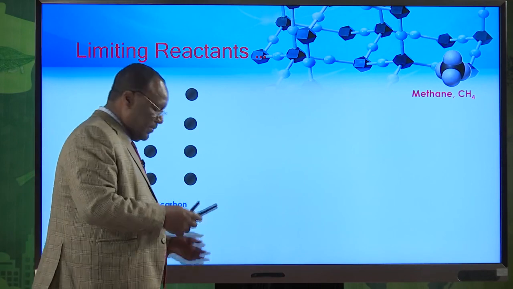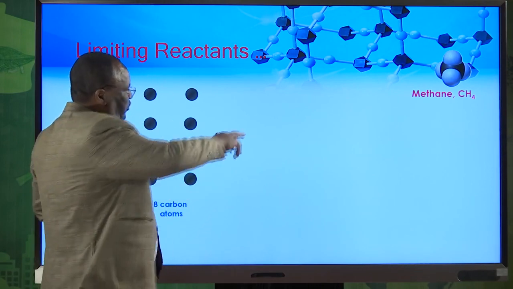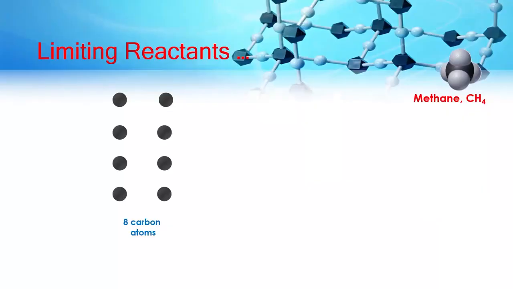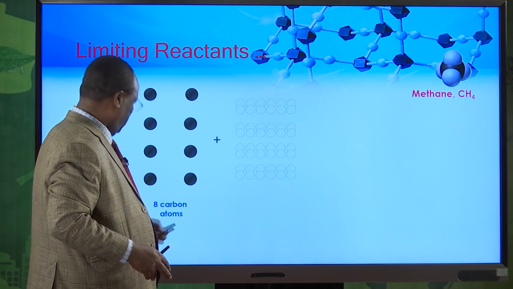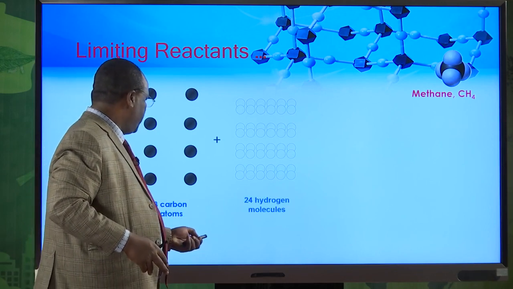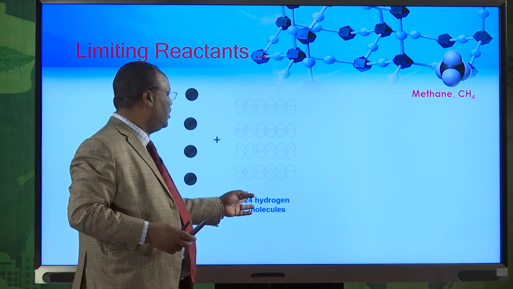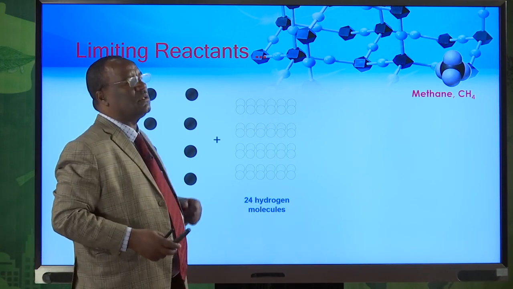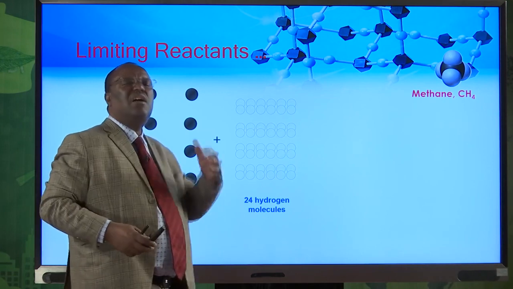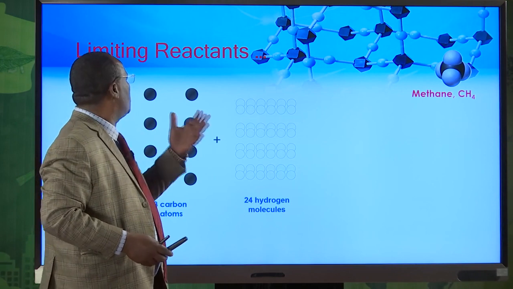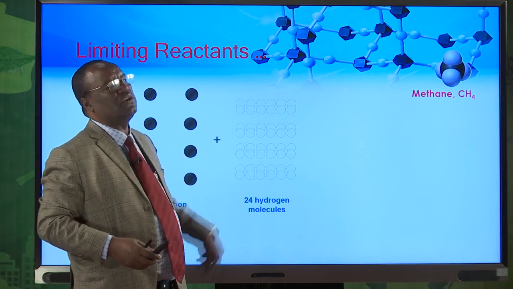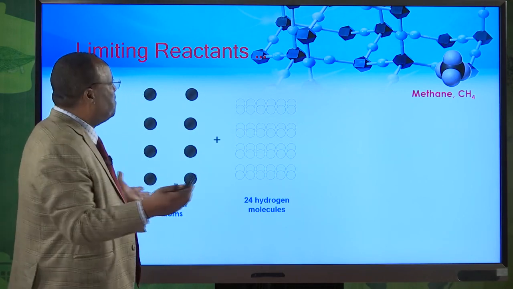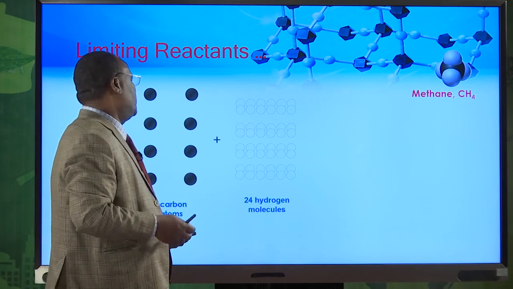Here you have 8 carbon atoms, see. To produce methane, there must be hydrogen molecules. These are the hydrogen molecules, the total representation of hydrogen molecules. Here you have 24 hydrogen molecules and 8 carbon atoms. How many molecules of methane can be produced from these two? From 8 carbon atoms and 24 hydrogen molecules, how many methane can be formed or produced?